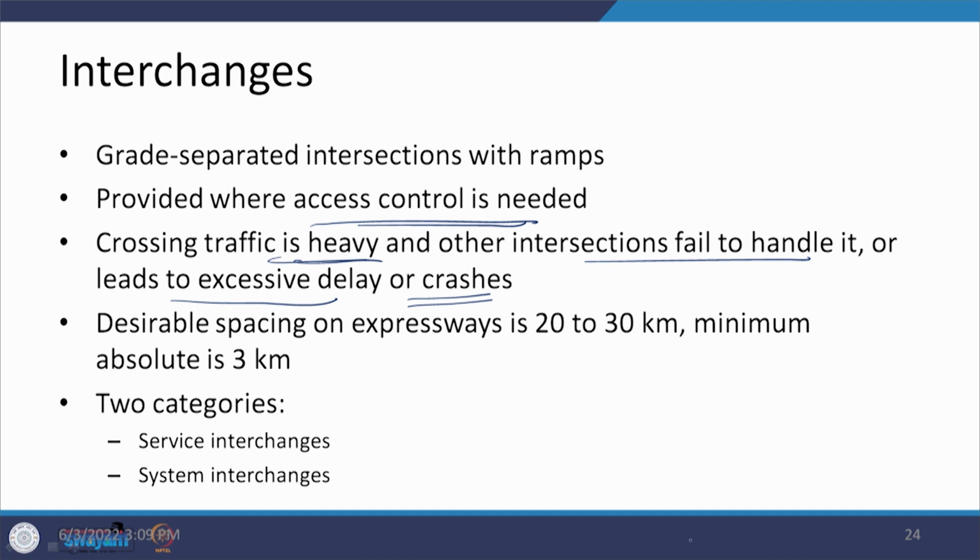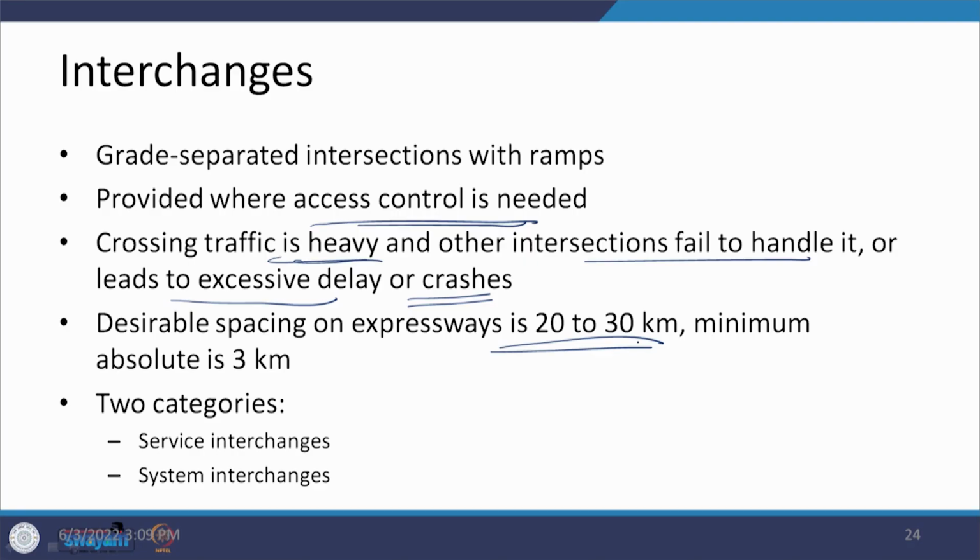But when we provide these interchanges, depending on what type of high speed facility is being provided, they cannot be very near to each other. They have to be provided at certain spacings, and that is what is being defined here, that desirably it should be 20 to 30 kilometers if we are looking at an expressway. An absolute minimum condition is 3 kilometers, which may be there in some cases.